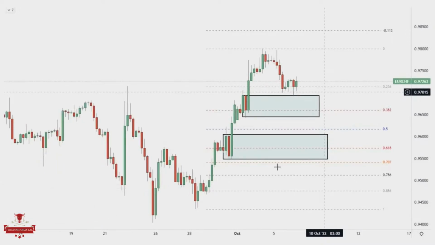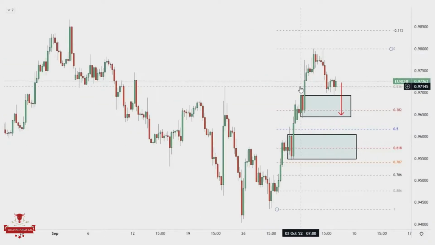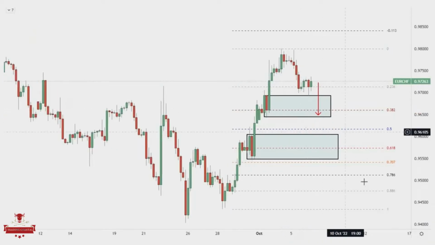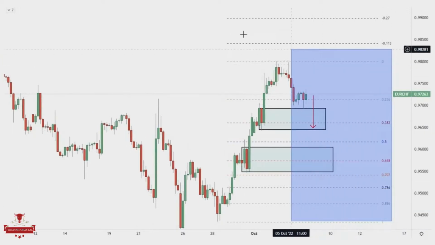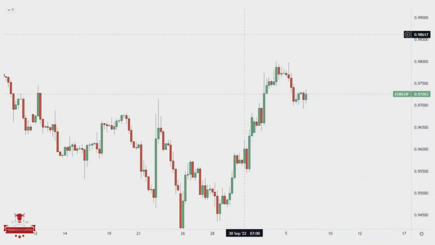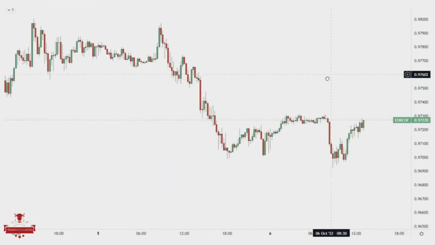We have two demand zones. The first one is located at the 0.382 Fibonacci, and the second around the 0.618 Fibonacci, so we have very strong zones waiting to be tapped. This narrative brings us to the conclusion that the pullback is high probability to continue lower. This is why we are going to look for a short day trade on a lower time frame. We are shifting to the 15-minute time frame.